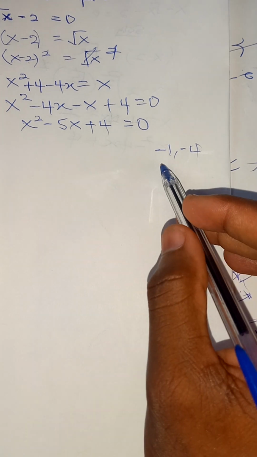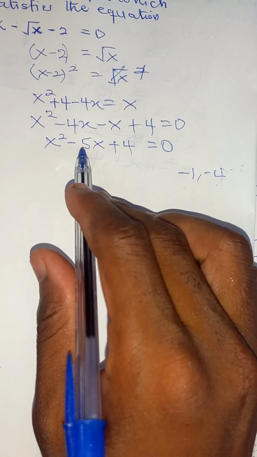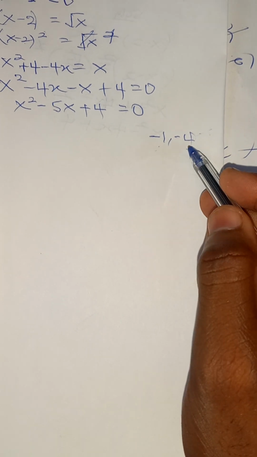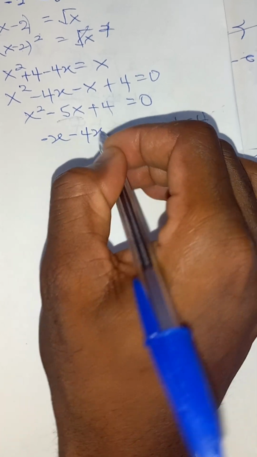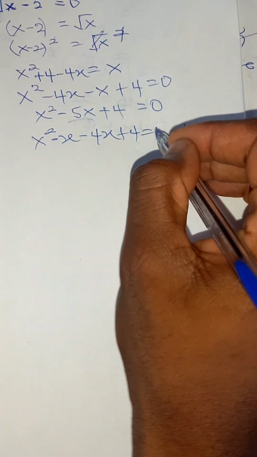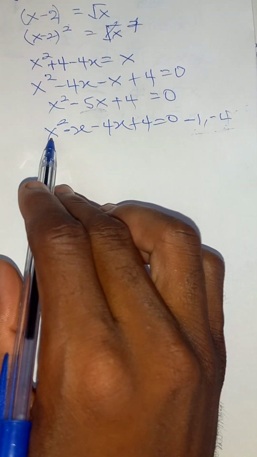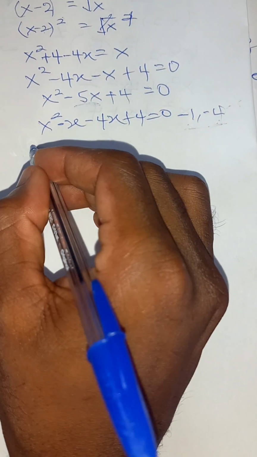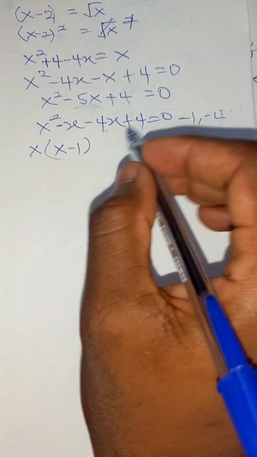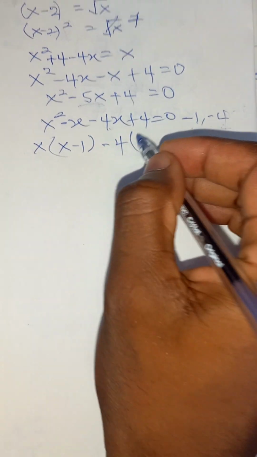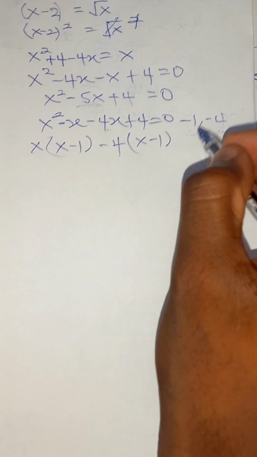So you see, negative 1 plus negative 4 will give us negative 5, which will be this one. And negative 1 times negative 4 will give us positive 4. So we are going to break the negative 5x into negative x and minus 4x. Then we can now add our plus 4, our x squared, and that will be equal to 0. Now, this and this have a common factor, so I can factorize x out. Then I'll have x minus 1 here. And this also have minus 4 as a common factor. Then I'll have x minus 1 is equal to 0.